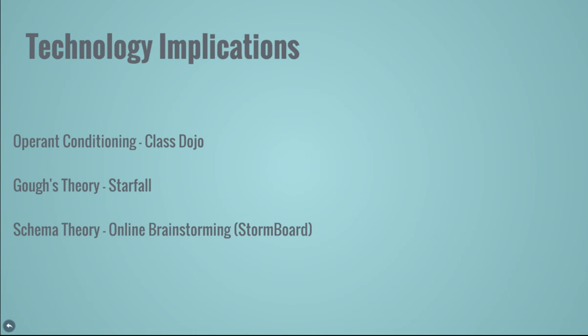Through Gough's theory, I use Starfall for my students. In Starfall, students are able to break down words syllable by syllable and touch the word, understand what it means, touch the sound, understand what the sound sounds like. And for schema theory, I found Stormboard. I didn't use Stormboard before, but it is very beneficial. It's like an online brainstorming website where I can create webs and nets of different topics that I want to understand better.